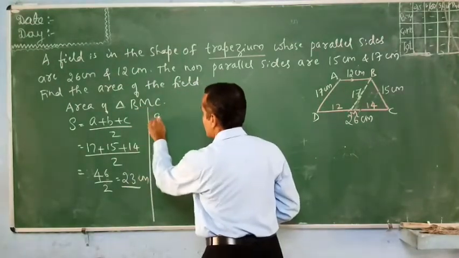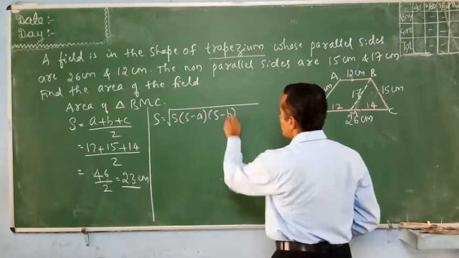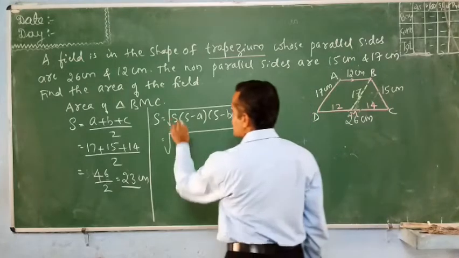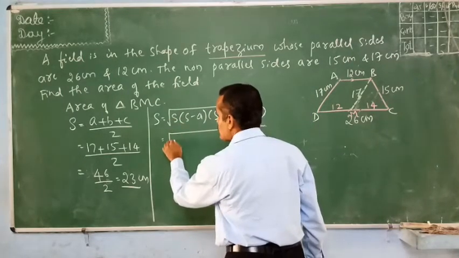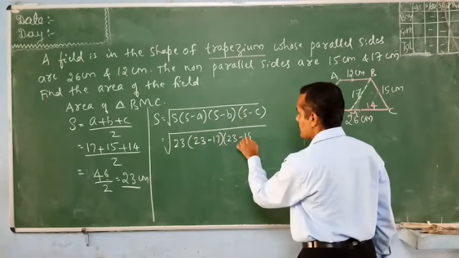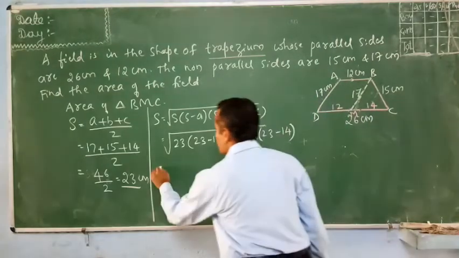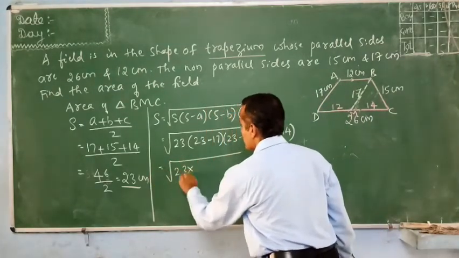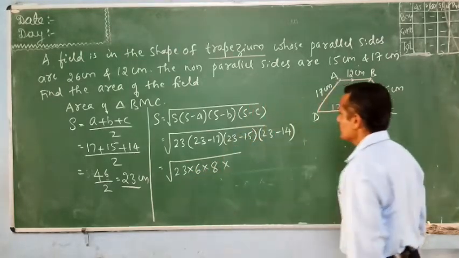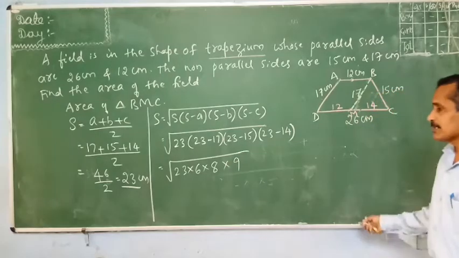Let me start. Area is equal to under root S into S minus A into S minus B into S minus C, which is equal to under root 23 into 23 minus 17, 23 minus 15, 23 minus 14, which is equal to under root 23 into 6 into 8 into 23 minus 14 is equal to 9.